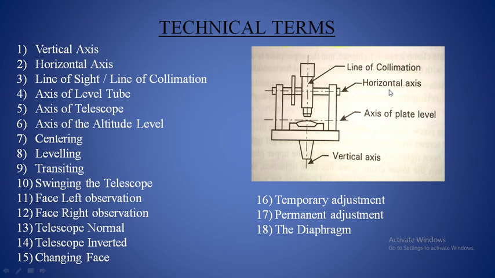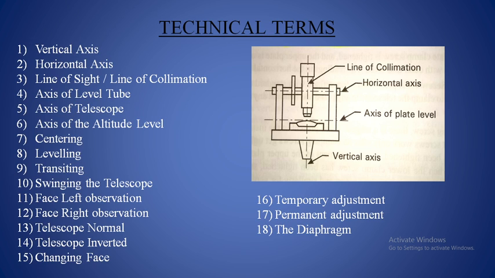Next we are going to move to the technical terms which are used in theodolite surveying. When you use the theodolite in surveying, you are going to use some technical terms, and let's see what those are. Vertical axis: you already know the vertical axis, which passes through exactly the center of the instrument, the center of the tripod, and to the ground.